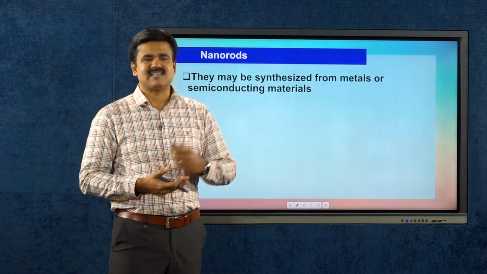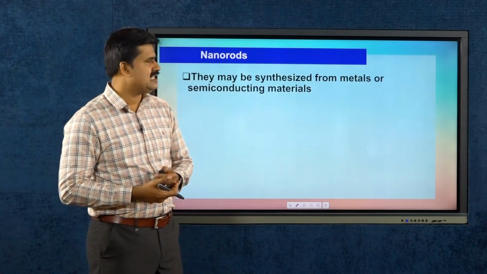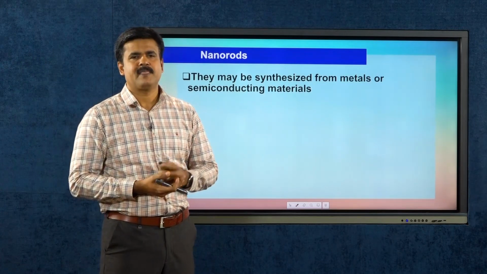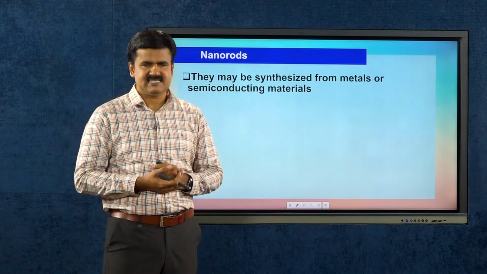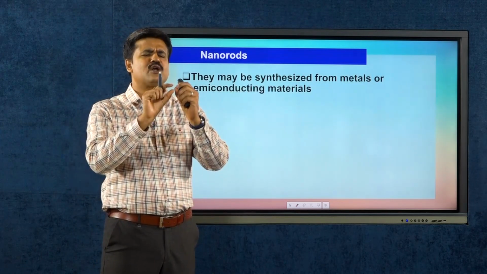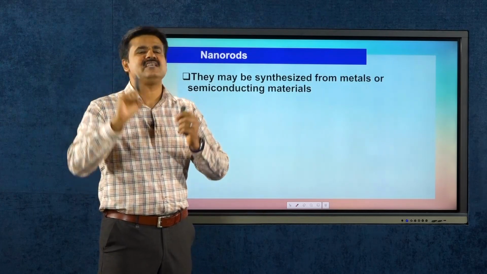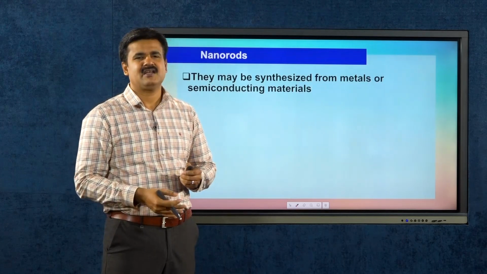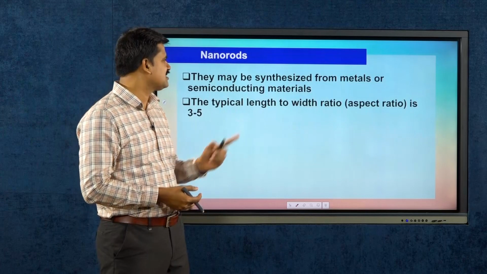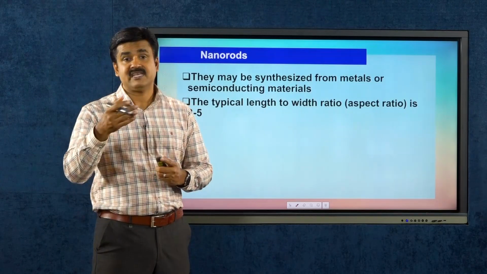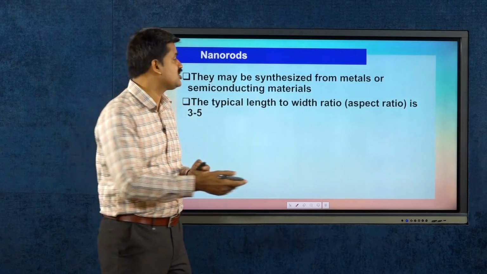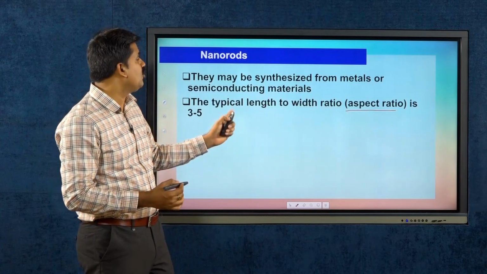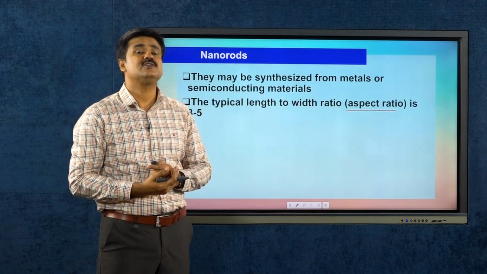Nanorods are nice examples of one-dimensional nanomaterials. What are nanorods? Nanorods may be synthesized from metals or semiconducting materials. As the name indicates, they are rod-shaped, lengthy nanomaterials. So, from this, it is clear that they are one-dimensional. And these nanorods have very high length. In nanoscience, the length to width ratio is termed the aspect ratio. The aspect ratio of a nanorod is in the range of 3 to 5.